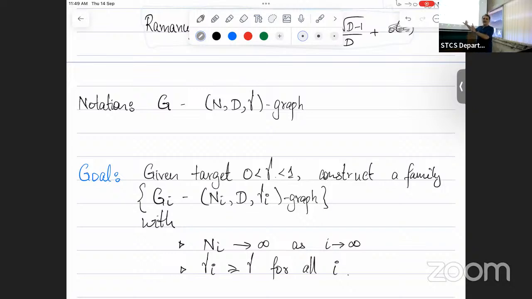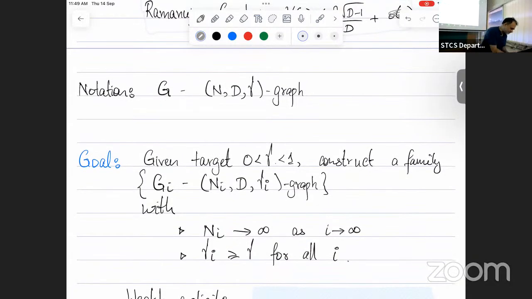I'm not encoding that in the definition right now, but intuitively, I want to build a family of graphs in the sense that the number of vertices goes to infinity, but I want the degree to be bounded. So I'm basically saying that all of these are going to be D-regular graphs. I have a fixed parameter D and I want all of them to be D-regular because that's my budget.